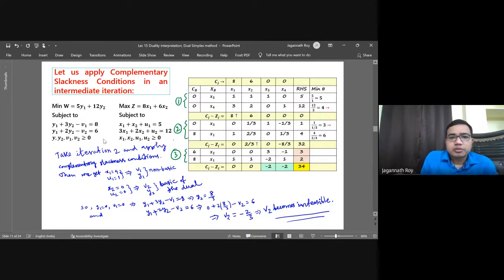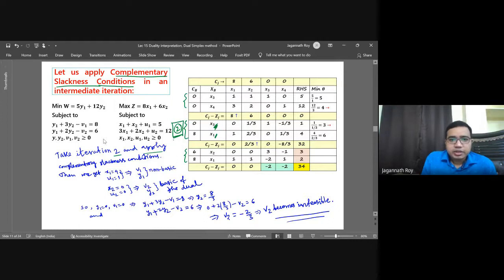For example, if we apply the complementary slackness conditions in the second iteration, then what will happen? So take iteration 2 and apply the complementary slackness conditions. Here we can see that x1 and x3 are basic variables.